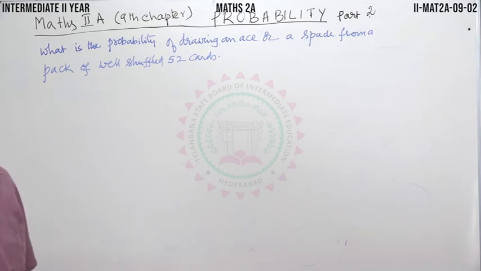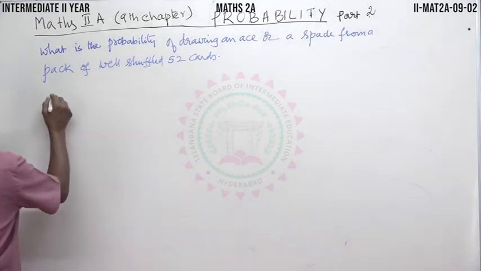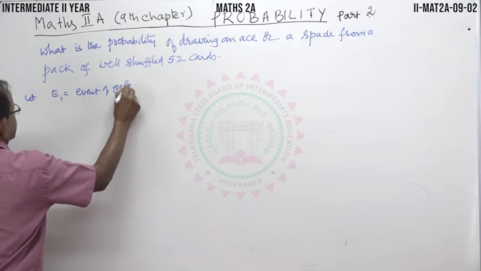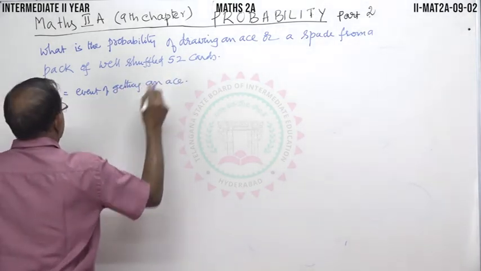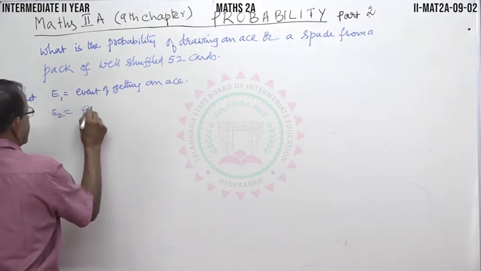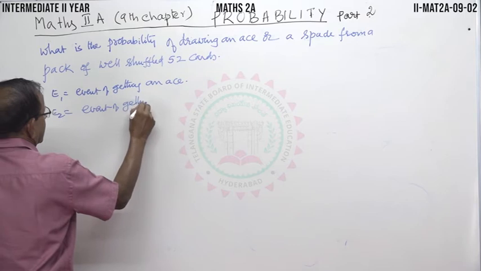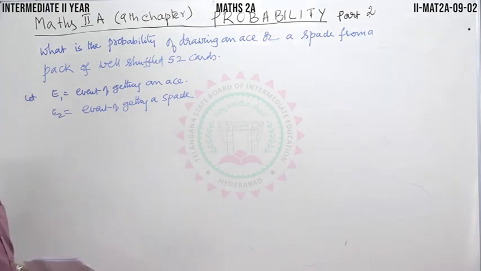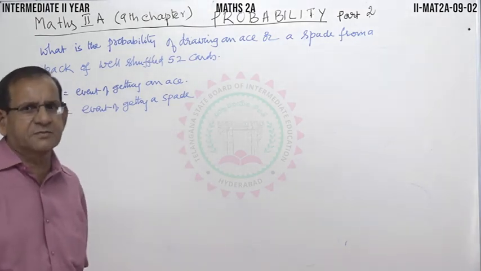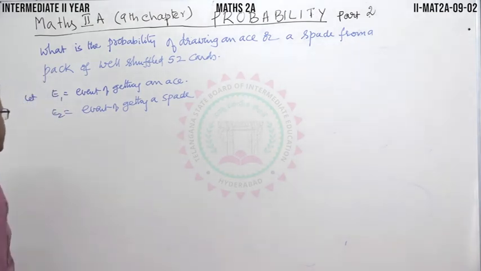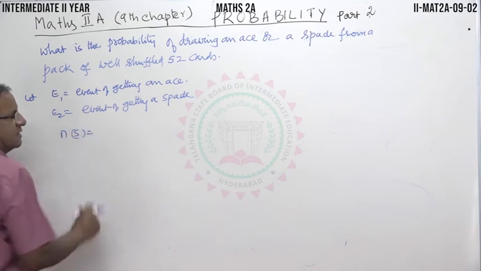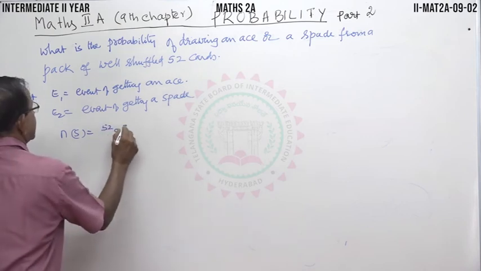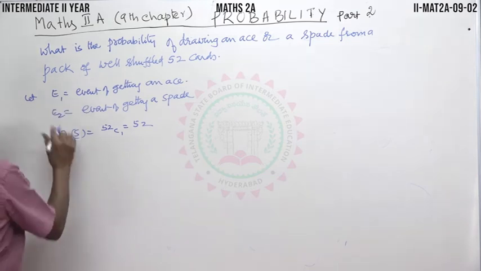there in the pack. Now let us take E1. Let E1 is equal to event of getting an ace and E2 is equal to event of getting a spade. We have to get either E1 or E2. That means we have to use the addition theorem. That is P of E1 union E2. Here what is N of S? Total possible outcomes. You will get any one of those 52 cards. So N of S is 52 C1. That is 52 only. What is N of E1?